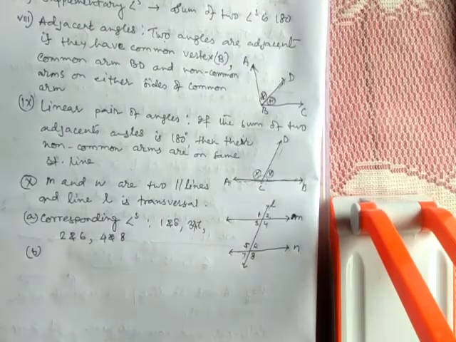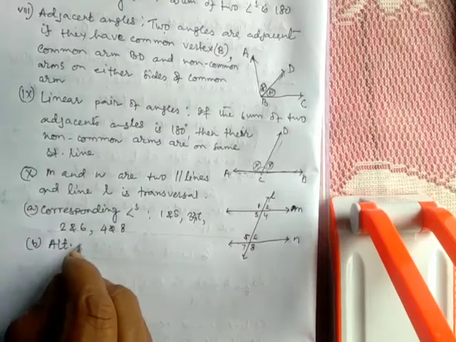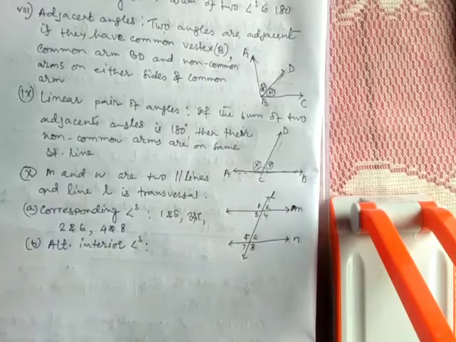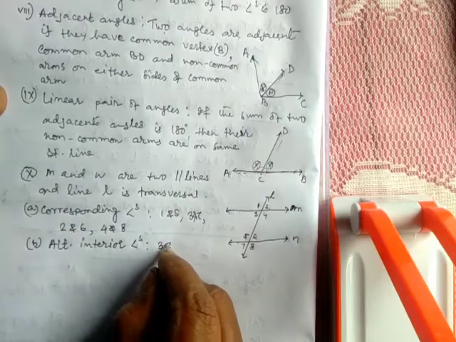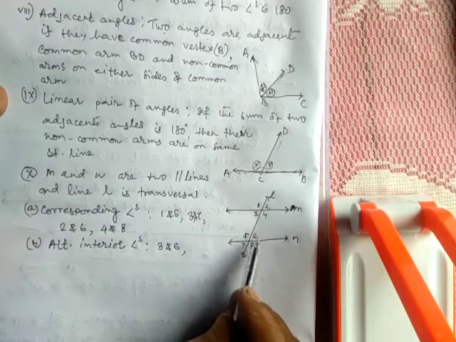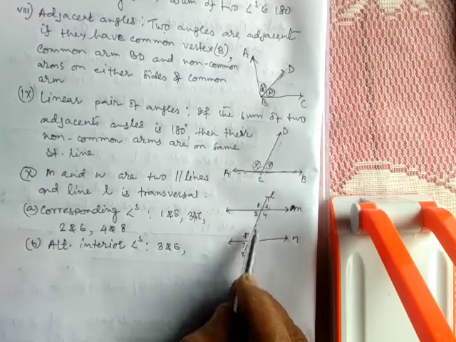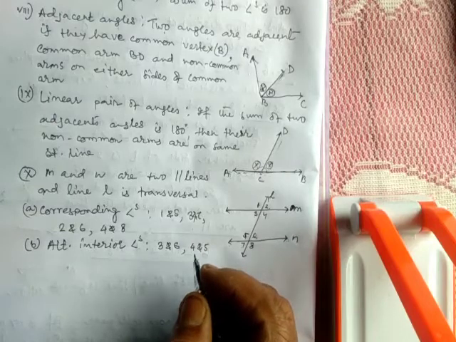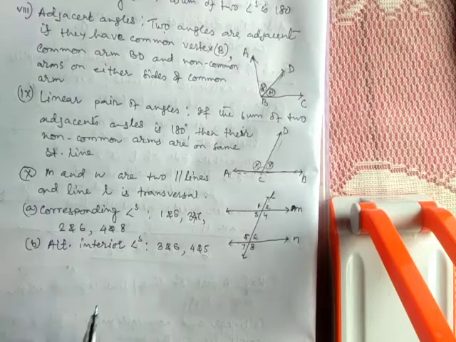Next we will see alternate interior angles. Which are alternate interior angles? 3 and 6. See, this is the transversal. 3 is on this side, 6 is on this side, on the alternate side. 4 and 5. These are what? Alternate interior angles. Alternate interior angles are always equal.